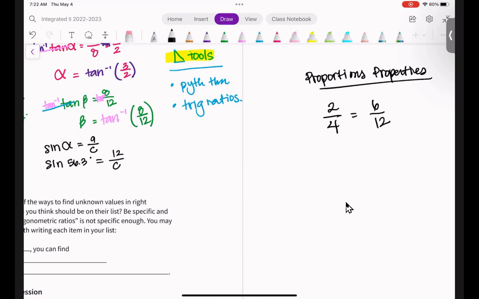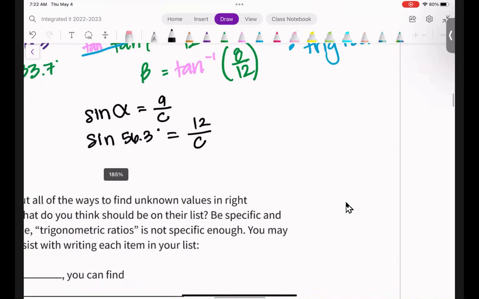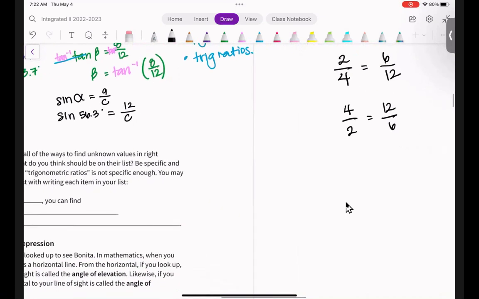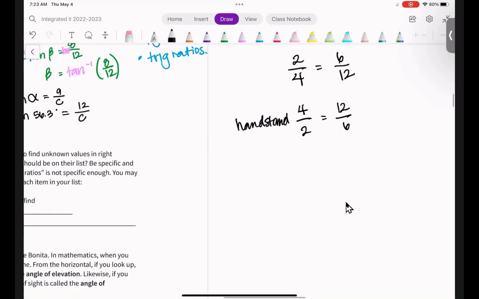When I say handstand, I mean the bottom goes to the top and the top goes to the bottom. Now see if that's true. Is 4 over 2 the same as 12 over 6? Yeah, they're both equal to 2. So how does that apply to this over here? Well, if I make them do a handstand, I can actually see it. So I'll just call this handstand. Another thing I can do is switch the places of things that are diagonal from each other, not across, but diagonal. And that'll help me in this one too.